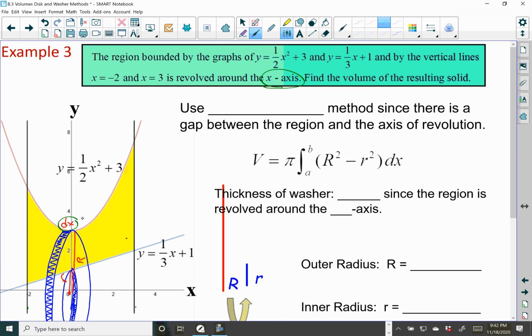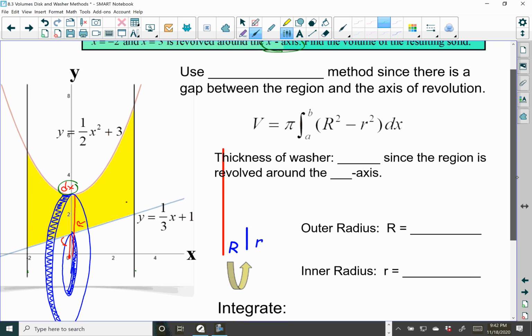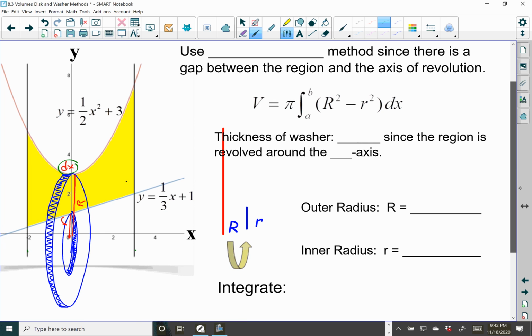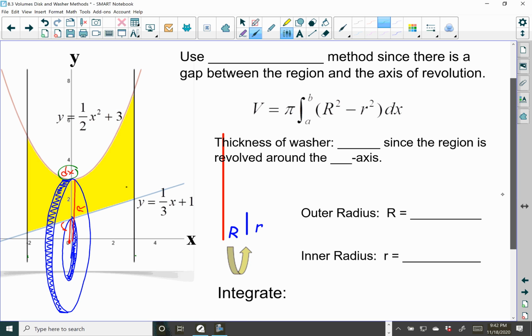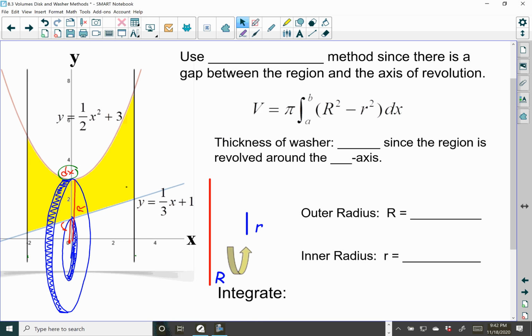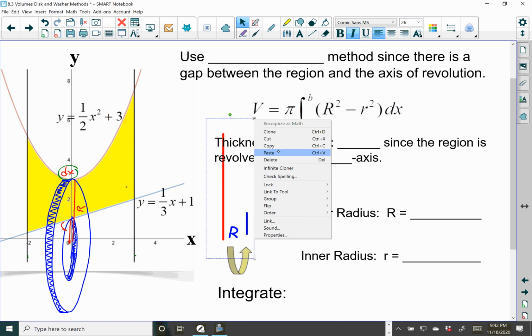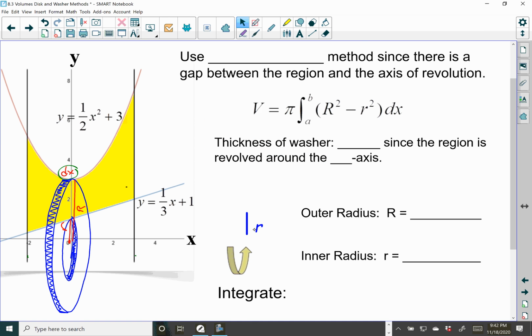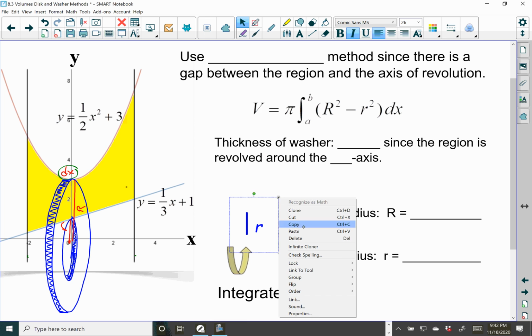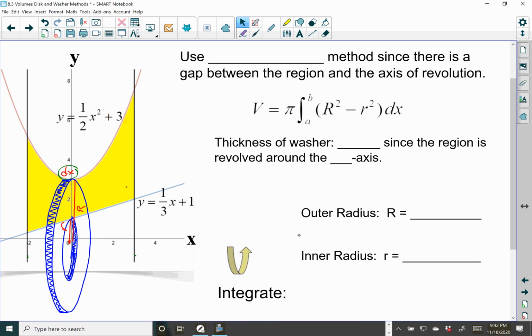So our representative washer will be the x, and I just leave this picture on there because one time I ended up with a pretty decent picture, and I've never erased it since. So I'm going to get rid of this because it doesn't need to be there.